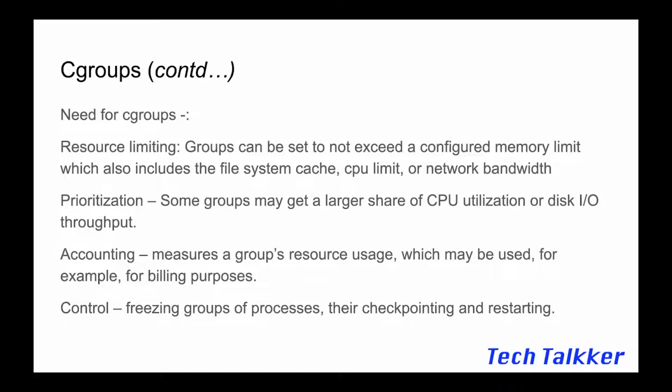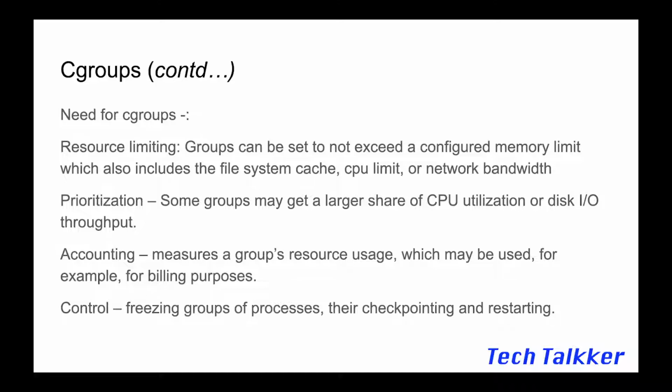Moving on, what's the need for Cgroups? Why do we need Cgroups? So the first reason we need Cgroups is for resource limiting, as we already discussed. Groups can be set to not exceed a configured memory limit, which also includes the file system cache, CPU limit, or network bandwidth. Next point is prioritization. Some groups may get a larger share of CPU utilization or disk IO throughput. So because of Cgroups, it's possible to allocate different processes different amounts of memory and different amounts of CPU, different amounts of resources.